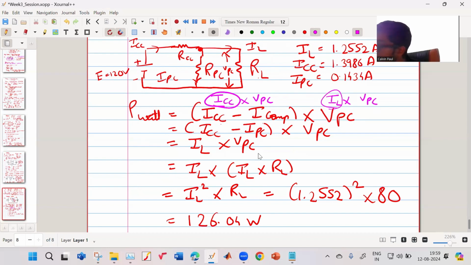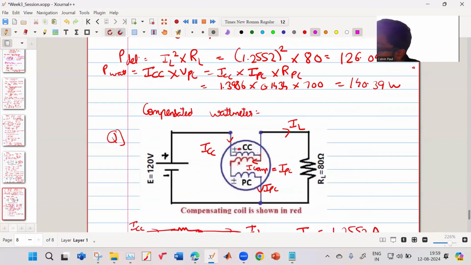This is a rule. So how you must know what is happening is you must see the polarity of your dots. The current which is entering in and the current which is leaving out. When it happens, then they are subtracting. When both are entering in, then it is additive.